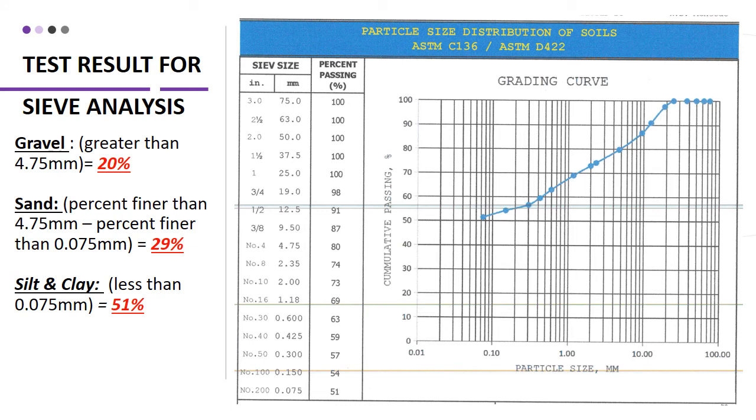soils that are greater than 4.75 millimeters are called gravel. So if we are going to look in the test result, we are going to look for the 4.75 millimeter sieve opening. So we have here sieve number 4 with sieve opening 4.75. The test result is percent passing is 80%. So meaning 80% of the soil is smaller than 4.75. Meaning if the soil is 100%, 80% ang nakalusot. So 4.75. So what is the implication of that?